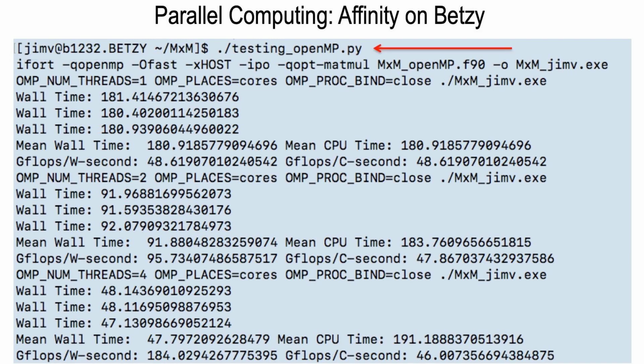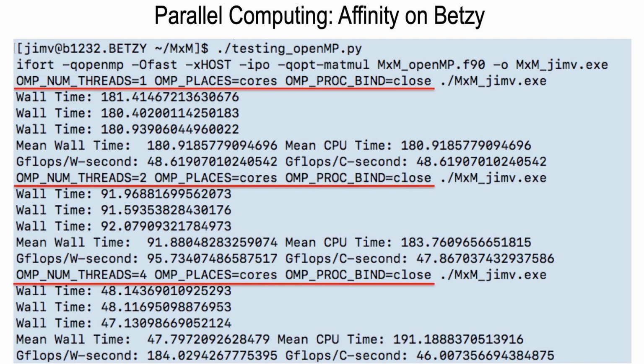We'll start our testing phase with the Python script. The Python script first shows the compilation command and then executes it. We'll use the executable program to test it with different thread counts and affinity settings using close binding. We'll compare the results using close binding, highlighted in red, with those using spread binding, highlighted in blue.